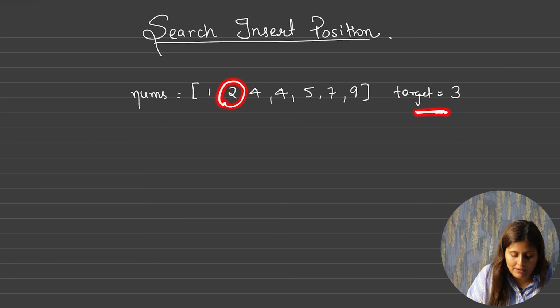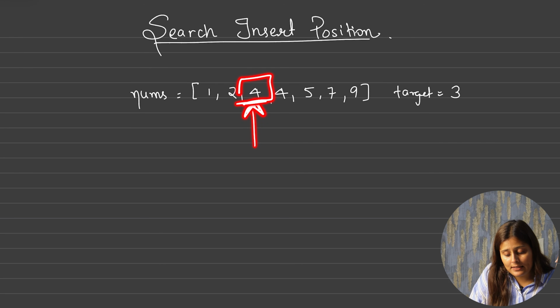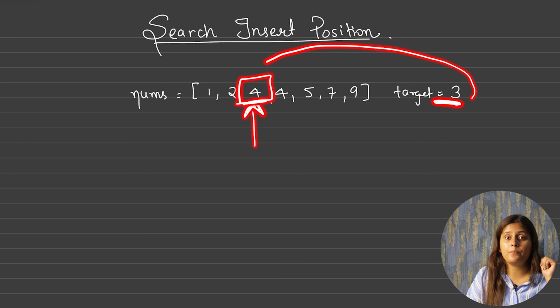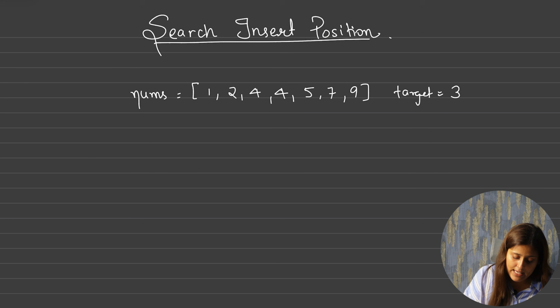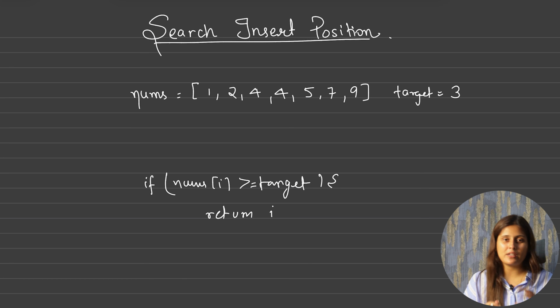Now again we will move, and we found 4. We are only moving one by one now, and we have come here only when the previous was lesser than the target. So if we found this number 4, can we say that this 3 should be inserted at this position only? Yes. So can I say that if nums of i is greater than target, or equal to also, then we have to return the ith index only, because we have to return the index only?